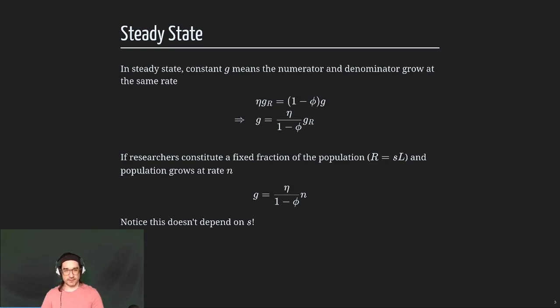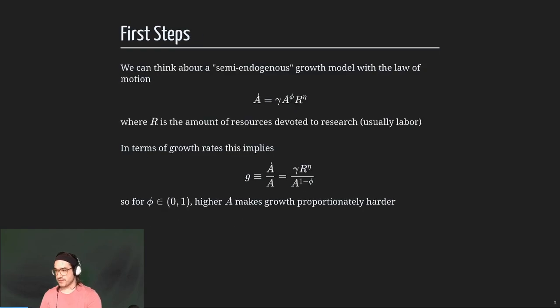First, let's think about phi less than 1. This is the reasonable case. We've already decided phi is greater than zero, and now we're looking at that 0 to 1 range. For that range, the growth rate equation is the best way to think about it, and we want to know the steady state of this system. A is going up, so the denominator is providing a downward force, because it's getting harder and harder to find new ideas. What's happening with the numerator? We would hope it counteracts that to produce some steady state. So in the case of phi between 0 and 1, we're going to need population growth, meaning growth in the number of researchers. Continual exponential growth, in truth.